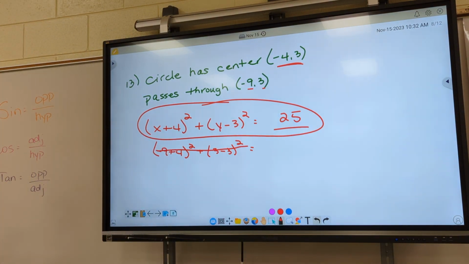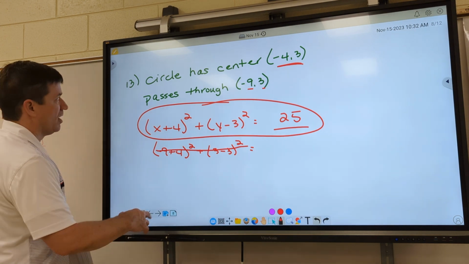All right, any question on 13? 14 is just like 13. Do them the same way. You don't have to graph anything. You just write the answer. All right, let's go to 14.